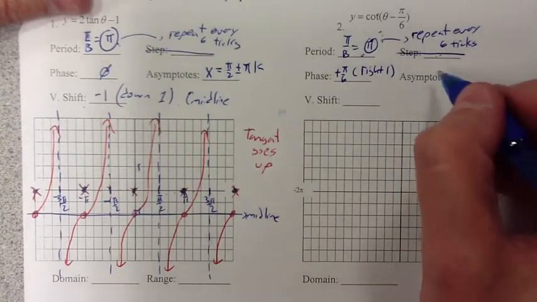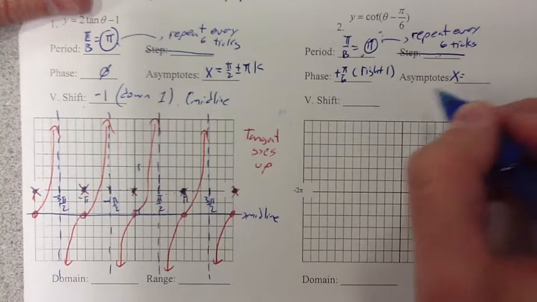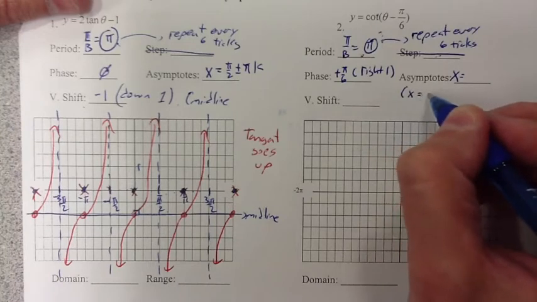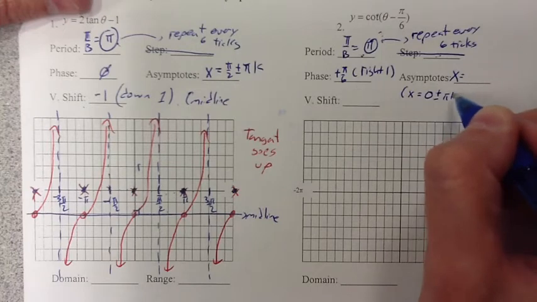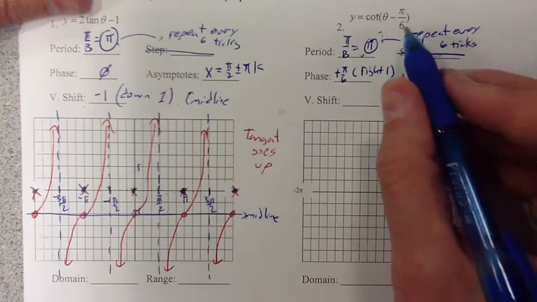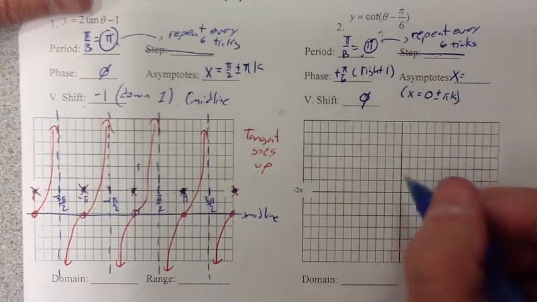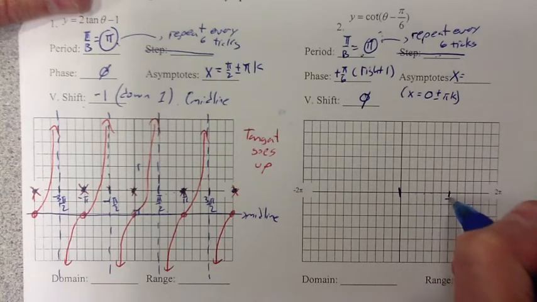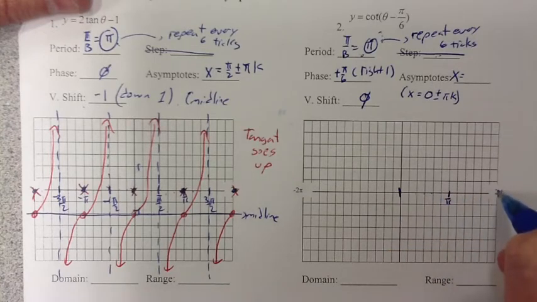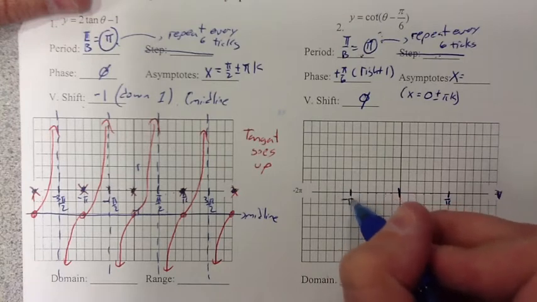Asymptotes, again, I'll wait for the graph. But if you can remember, that's pretty easy. The first asymptote is normally at 0. I'm going to put that down here for now. We'll see why in a second. The asymptote is normally at 0 plus or minus pi k. I'm not going to put it in here yet because our phase shift is going to change that. There is no vertical shift. So I'm going to go ahead and graph where my asymptotes normally are at 0. The next one will be at pi, 1, 2, 3, 4, 5, 6. Remember, pi is every 6. And at 2 pi. And negative pi, 1, 2, 3, 4, 5, 6. And at negative 2 pi.